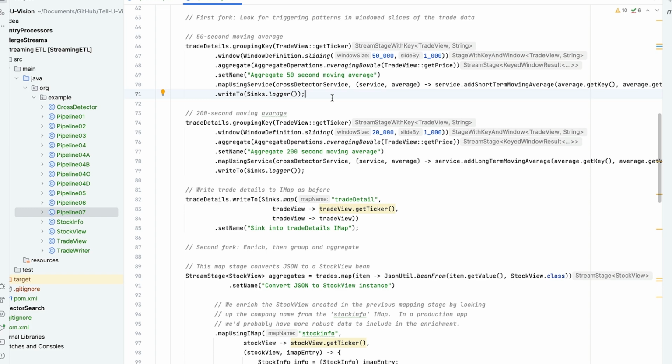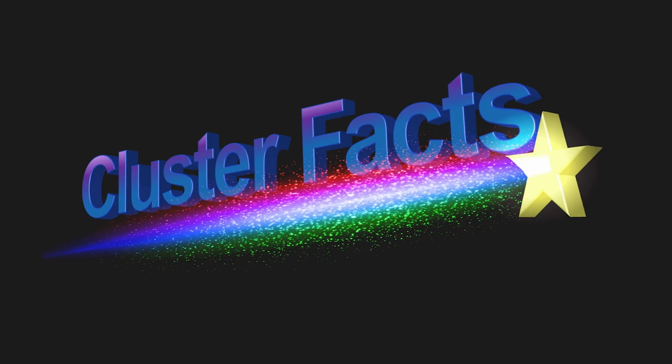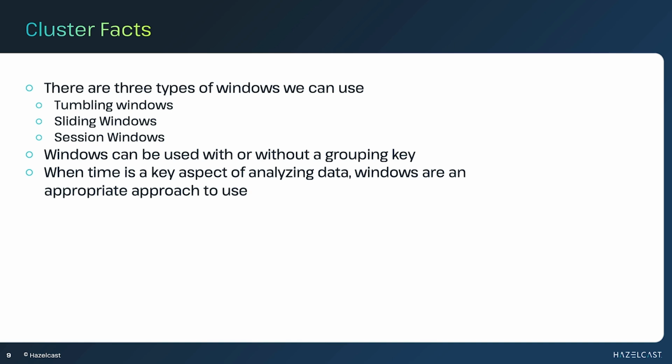So what are our takeaways? Are you pondering what I'm pondering? We have three types of windows that we can add to our pipelines: tumbling, sliding, and session windows. These windows can all be used with or without a grouping key. Windows are used when the time aspect is key to analyzing the data. So tune in next time as we look at the pipeline's service invocation methods and how we can use that to add functionality that exists outside of our pipelines into our workflows.